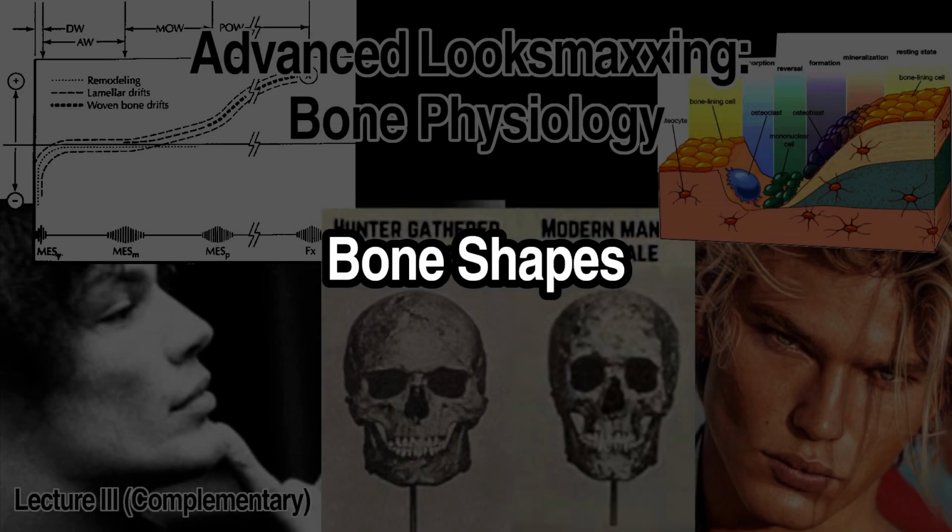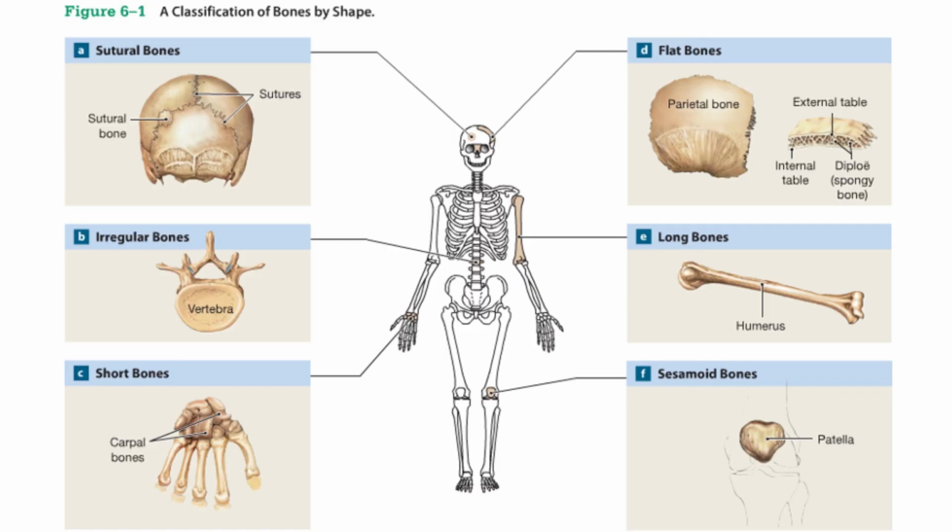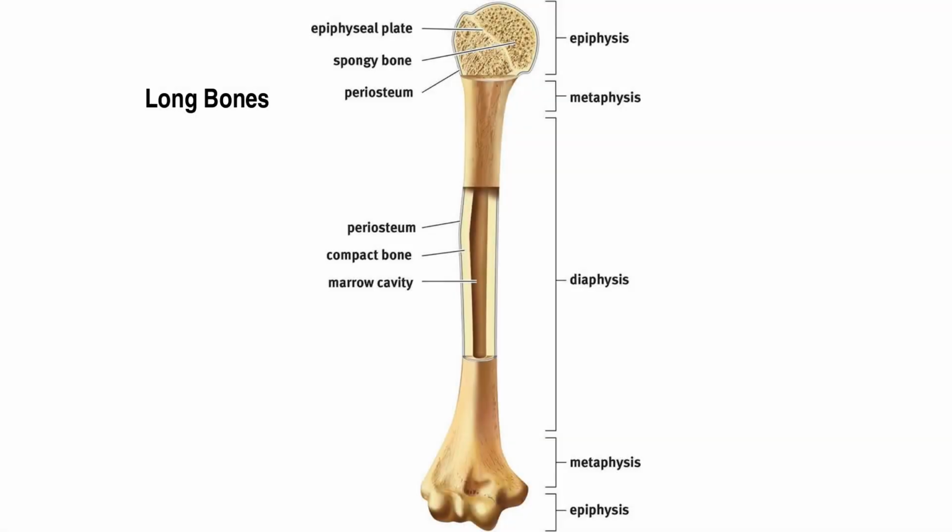All bones in the human body can be classified by their shape and structure into one of the following categories: long, flat, sutural, irregular, short and sesamoid bones. I will briefly explain flat and long ones because the rest holds little importance for our interests. Firstly, long bones are characterized by their rod-like shape. They are hollow inside and filled with bone marrow.